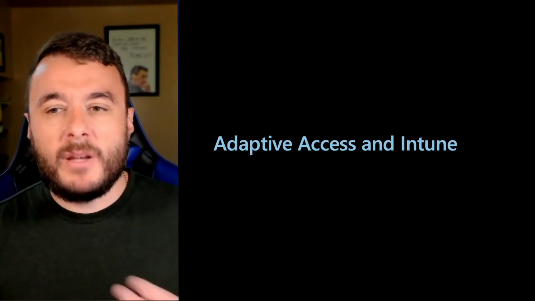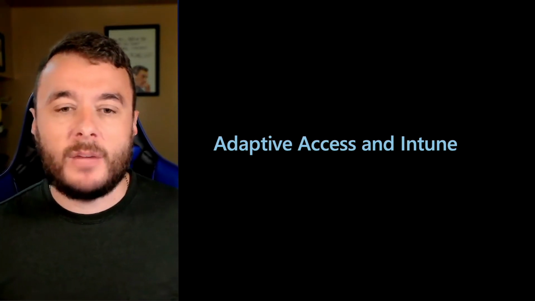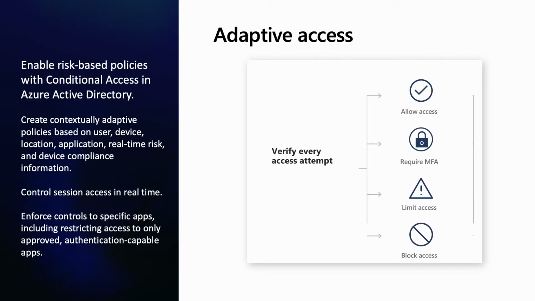First, let's pivot into adaptive access and how Intune helps power that. So as you'll see here, adaptive access is about verifying access at every attempt. We want to allow access, maybe. We want to require additional credentialing, maybe things like MFA. And then we want to limit access if these conditions aren't met or potentially block access.